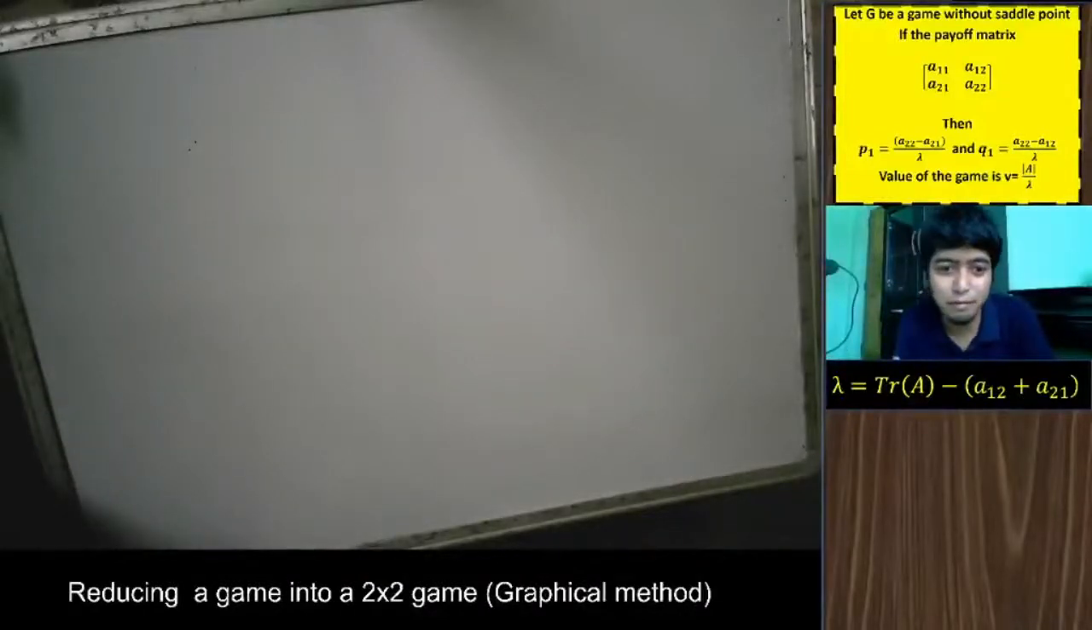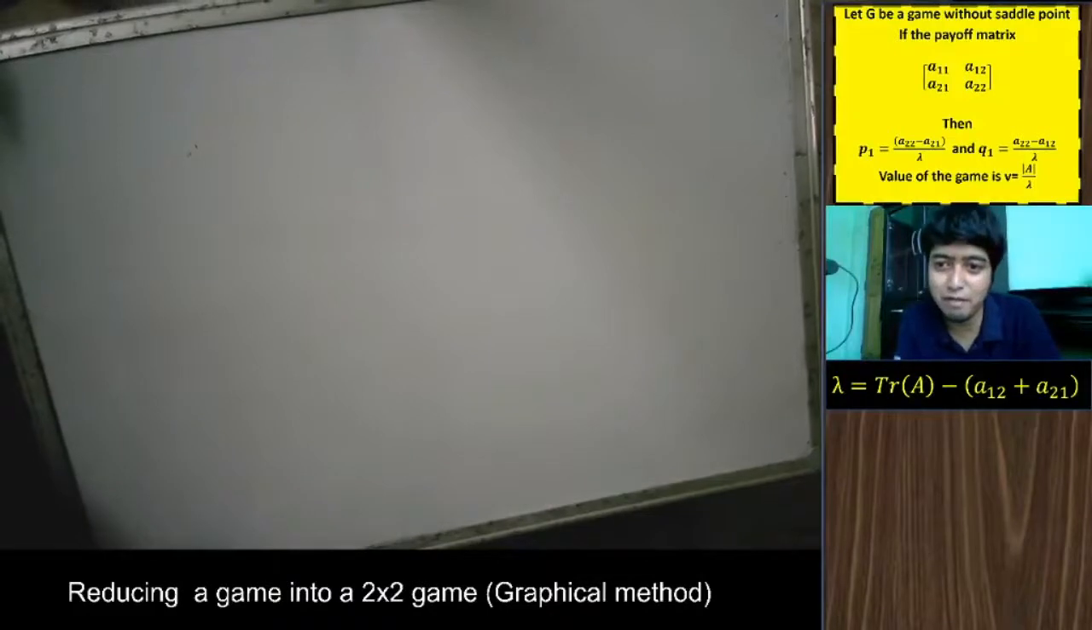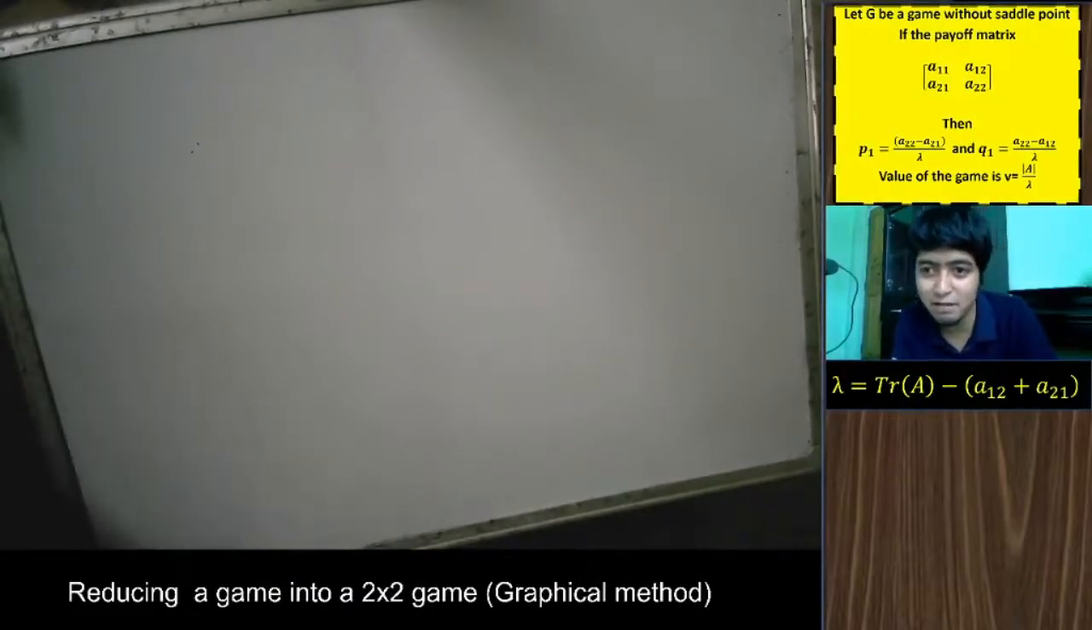Hello, so what we will do today is something about reducing a game into a 2x2 game by graphical method. We have seen that if we have a 2x2 game, we can easily employ the formula as given in the yellow box over there on the top of the screen. We can use that to determine the probabilities for the optimal strategies.